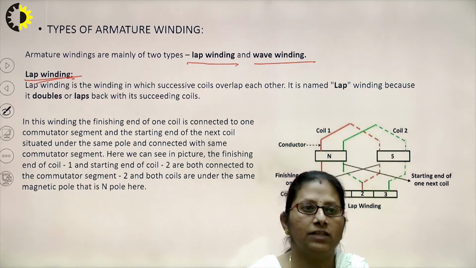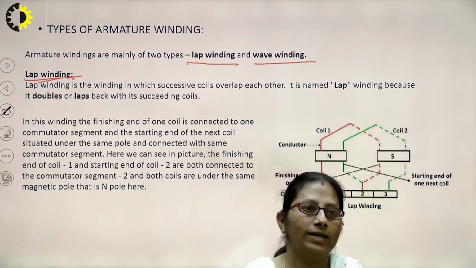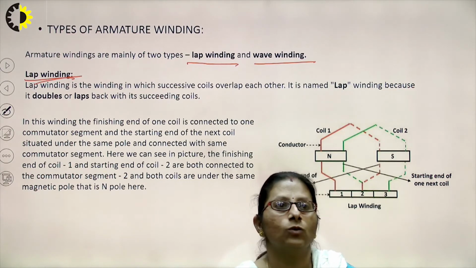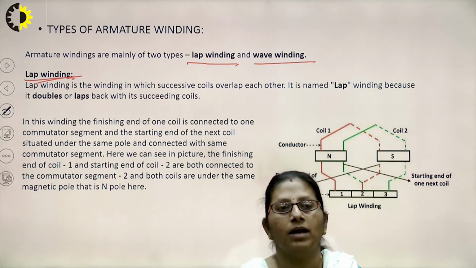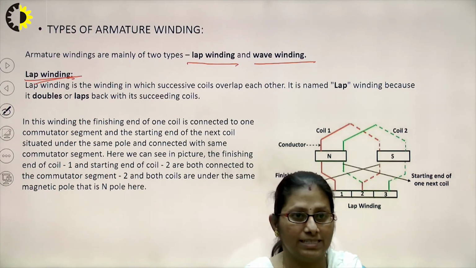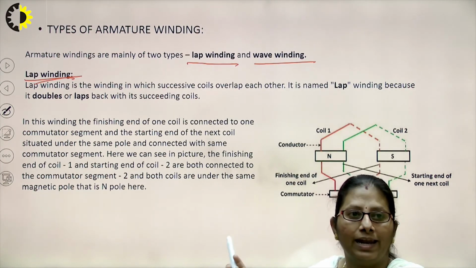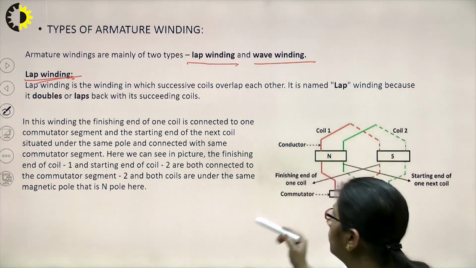In this winding, the finishing end of one coil is connected to one commutator segment, and the starting end of the next coil, situated under the same pole, is connected to the same commutator segment. So here we can see in the picture that the finishing end of coil 1 and the starting end of coil 2 are both connected to commutator segment 2.